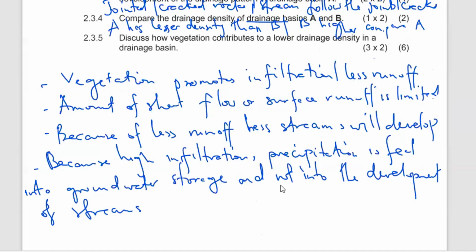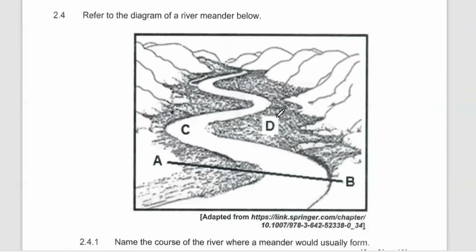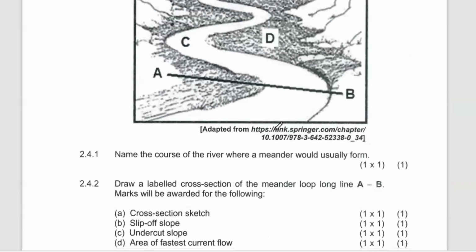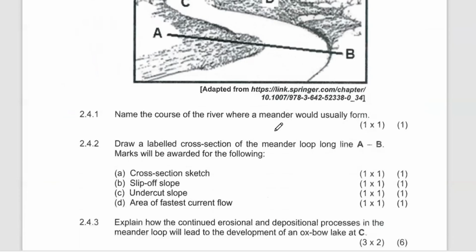It means the implication is that the vegetation is going to promote infiltration, and as there is high infiltration, it means there's less sheet flow or less surface runoff. Because of the absence of surface runoff, it also implies that less streams are going to develop, because our streams develop from surface runoff. And as a result, we are going to have less streams developing in that area. More of the precipitation is fed into groundwater storage and does not contribute towards the development of streams on the ground surface.